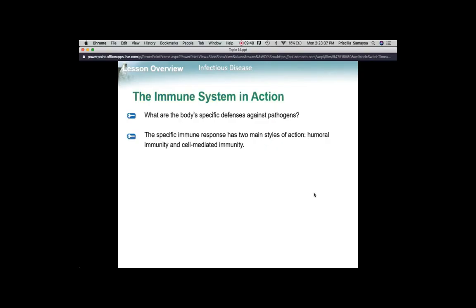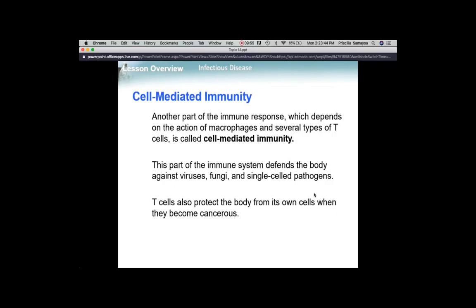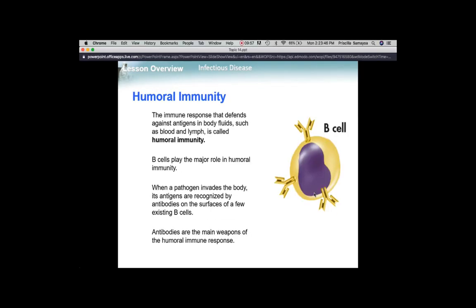All right, so the immune system actions. You have humoral immunity and you have cell-mediated immunity. So humoral immunity basically is where the B cell plays a major role. It's going to attach an antibody to it, and then the B cells will kind of go into that area. Your main thing here for humoral immunity is that you have antigens.